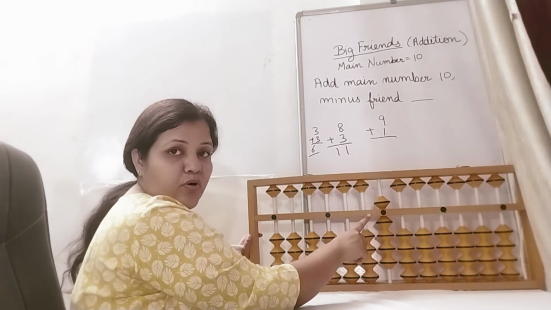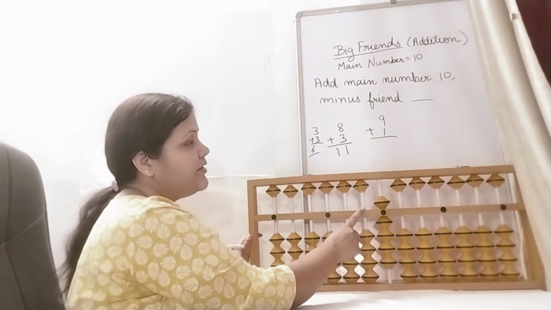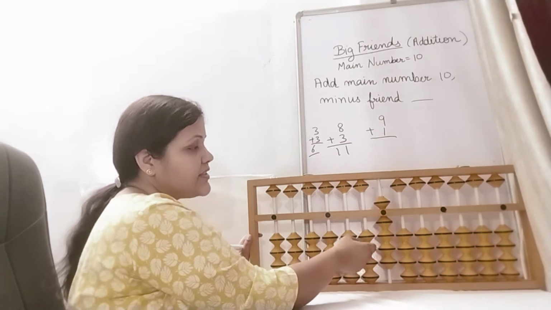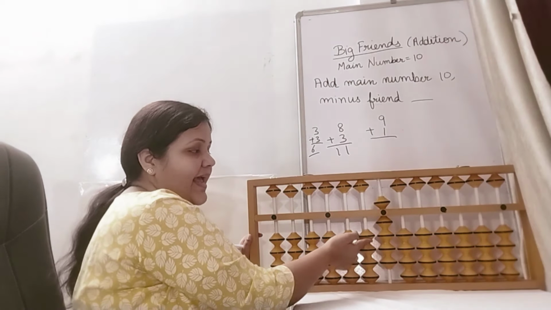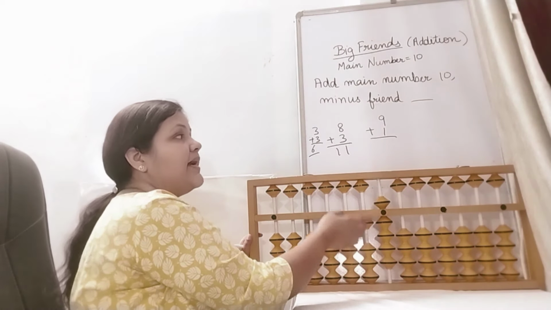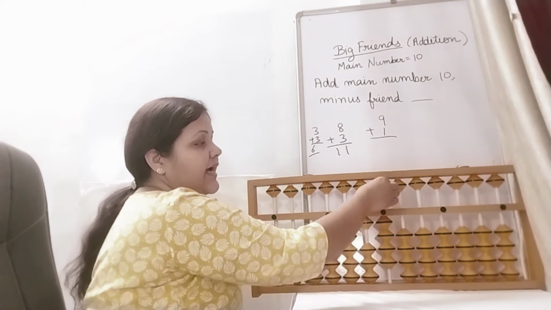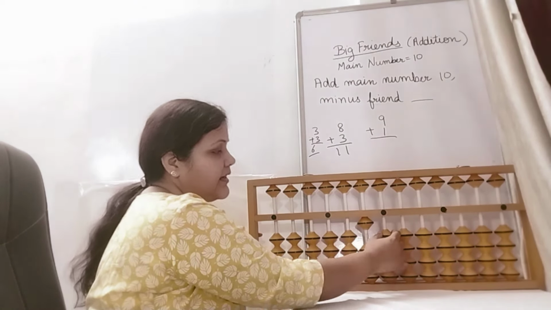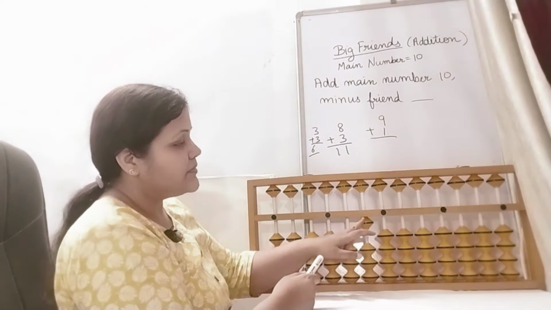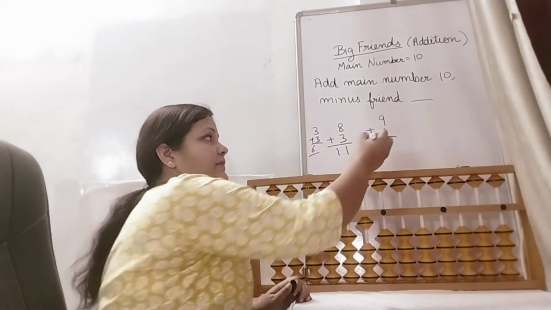I cannot use small friend, so here I'll use big friend. 9 plus 1 says add the main number 10 minus friend of 1. Friend of 1 is 9. So I'll subtract the number 9 and my answer becomes 10.